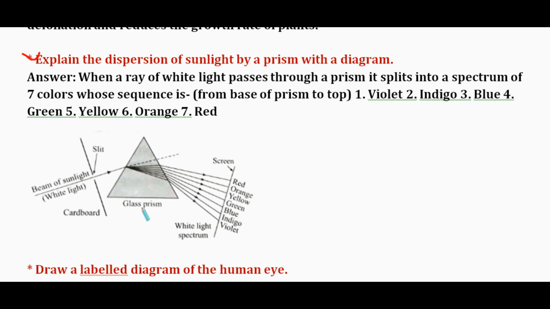And this is the diagram of the dispersion of sunlight. It is a cardboard and it has a slit. This is a beam of sunlight, that is white light. When it passes through the prism, it splits into seven colors. From base of the prism, it is violet to red.